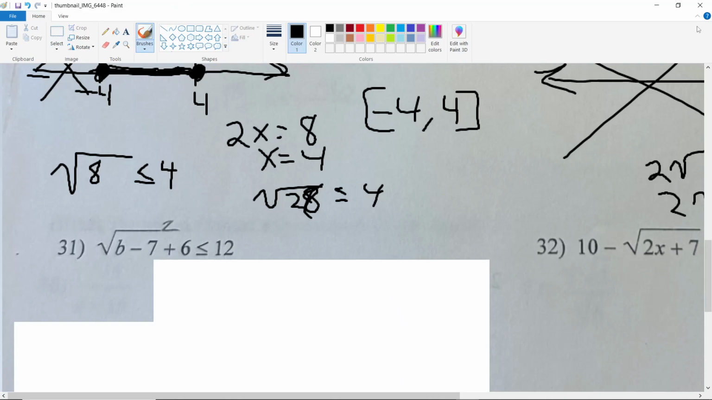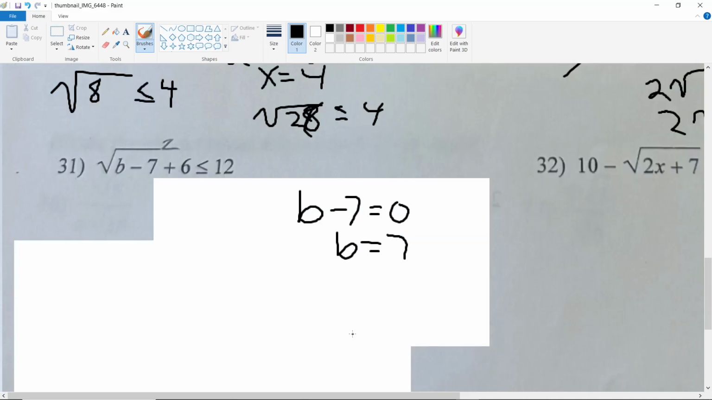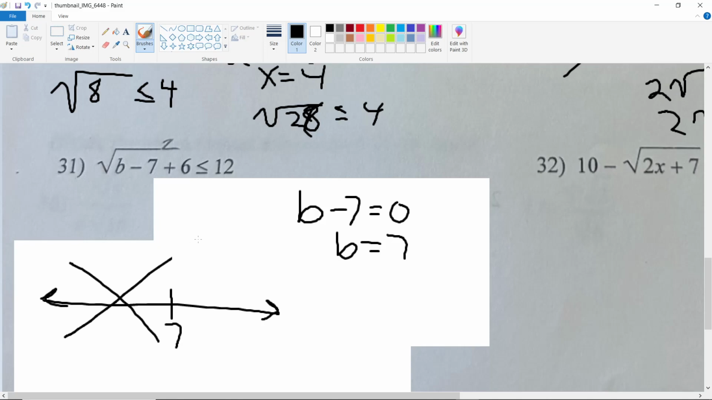All right. Square root of b minus 7. So b minus 7 equals 0. B equals 7. Set up my number line. I'm going to put 7, say, over there. I'll check to the left and right. Let me try something less than 7. I'll try 0. 0 minus 7 is a negative number. Can't have a negative under a square root. Anything to the left of 7 is excluded.